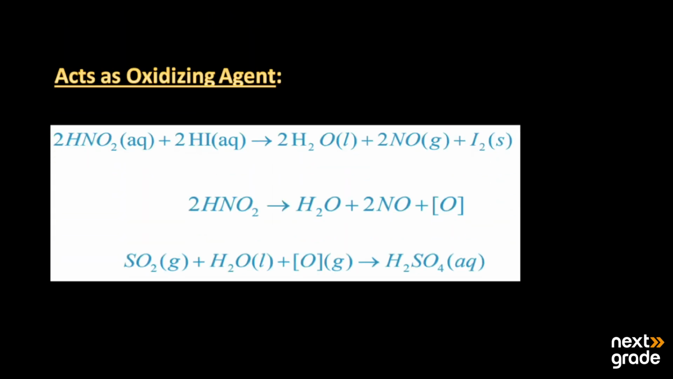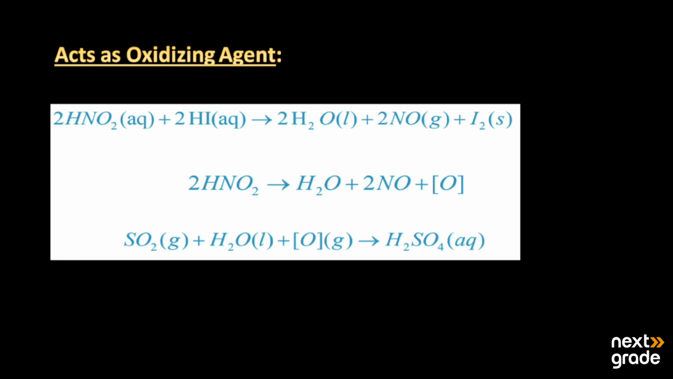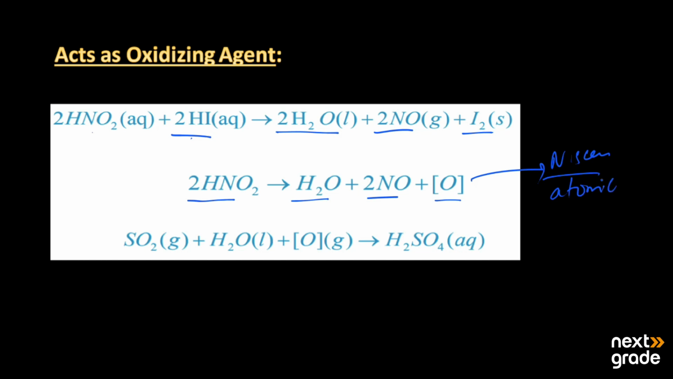The second reaction is that it acts as an oxidizing agent, and it can easily oxidize a lot of compounds. Like here we have hydrogen iodide in aqueous form. When nitrous acid reacts with this, it produces water, nitrogen oxide, and iodine. On the other hand, nitrous acid decomposes into water, nitrogen oxide, and oxygen, which is called nascent oxygen, or atomic oxygen, which is very reactive.